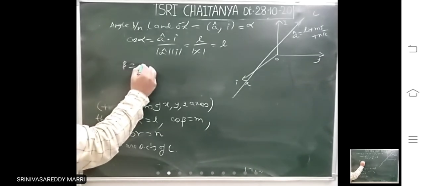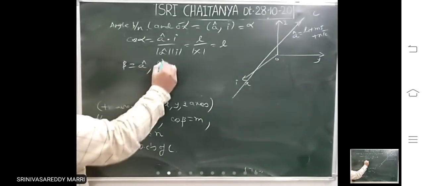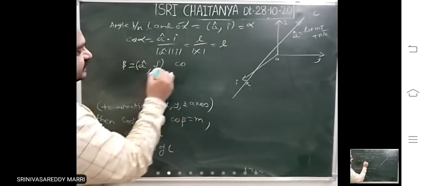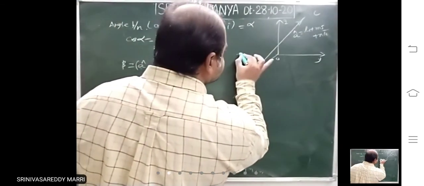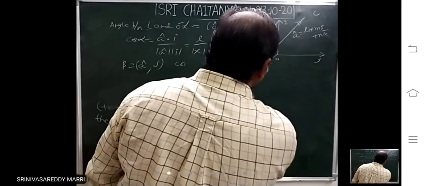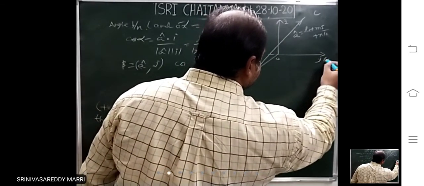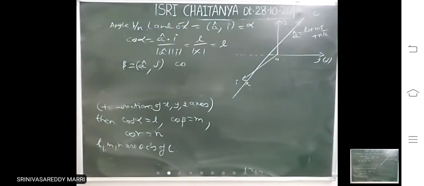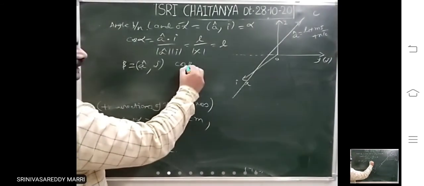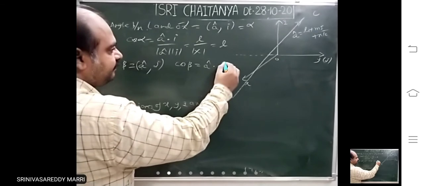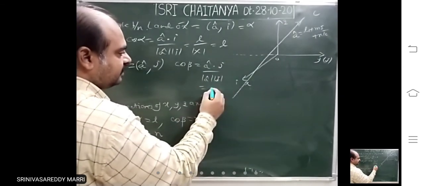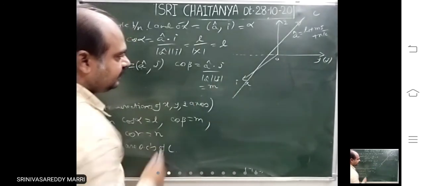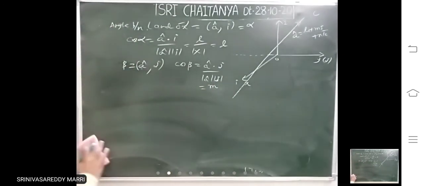Similarly, beta is nothing but the angle between A cap and J. That means this line and the y-axis. In this direction J will be there. Therefore, cos beta is nothing but A cap dot J divided by modulus A cap into modulus J. This is nothing but M. Therefore, M is cos beta.